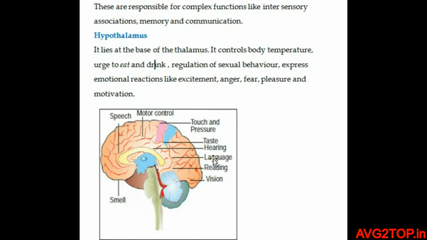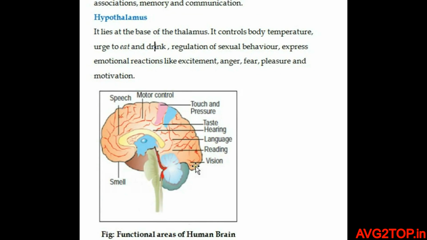This picture is called functional areas of human brain: touch and pressure, taste, hearing, language, reading, vision, motor control, speech, smell. These are the sensory areas of human brain.